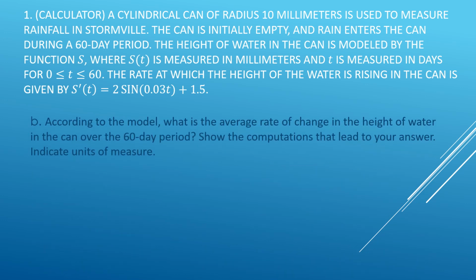The next question, or part B, says, according to the model, what is the average rate of change of the height of water in the can? So average rate of change, that's important. Average rate of change is like your old school average, like y2 minus y1 over x2 minus x1. So I'm going to do S of 60 minus S of 0 over 60 minus 0. Putting all that into my calculator, I get 2.864 millimeters per day. Notice here that I did give my units because they asked me to indicate units of measure. So if I hadn't given my units, I probably would have gotten a point taken off.